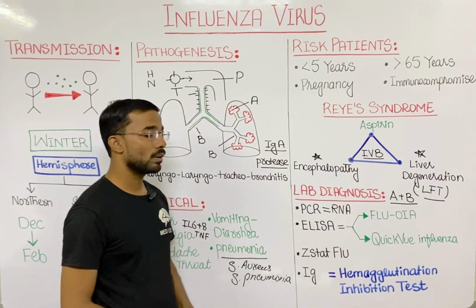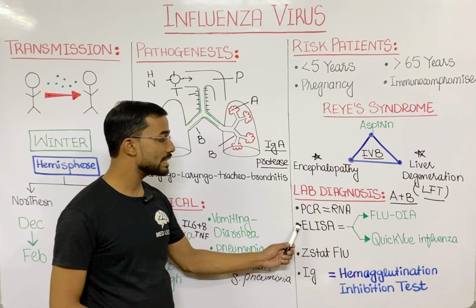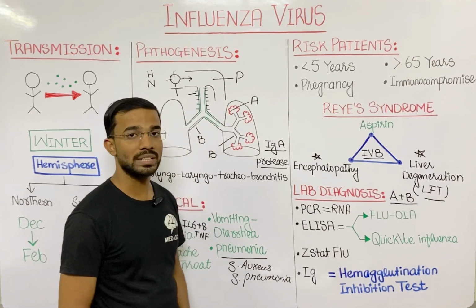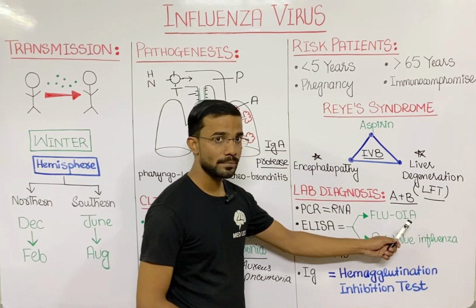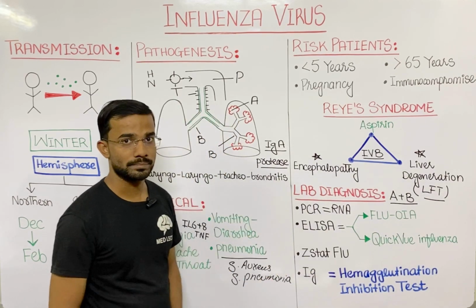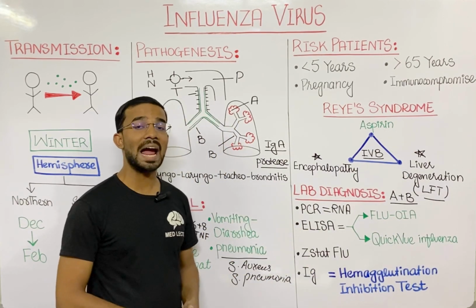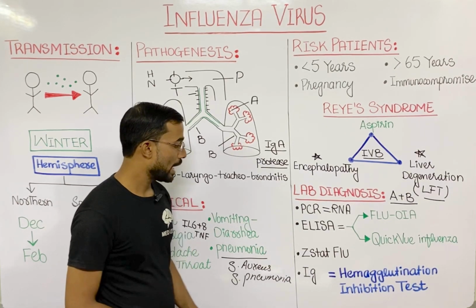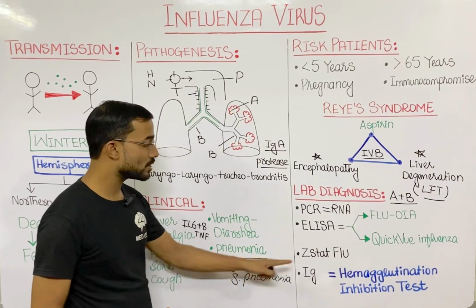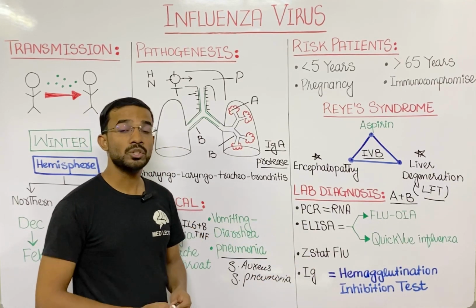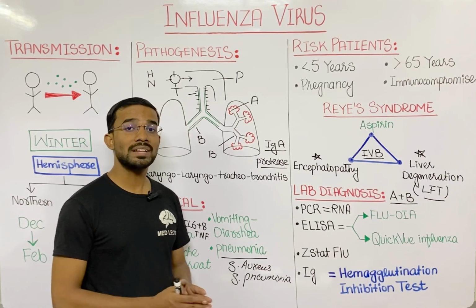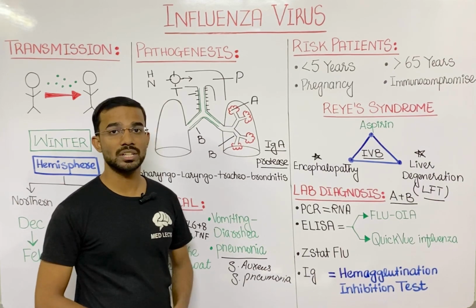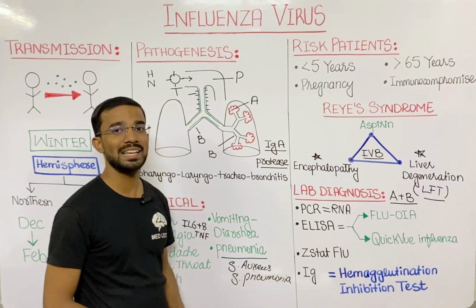You can also go toward the ELISA, enzyme linked immunosorbent assay. In this you will see two types of tests, Flu OIA and Quick View Influenza, in which we detect the antigens of the virus by using antibodies. Stat Flu, in this test we actually use the neuraminidase and we react the neuraminidase of the virus with the substrate, and as a result a color change happens and we can detect the influenza virus in that case.